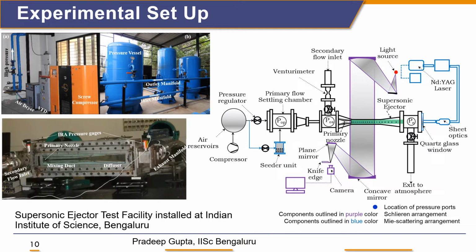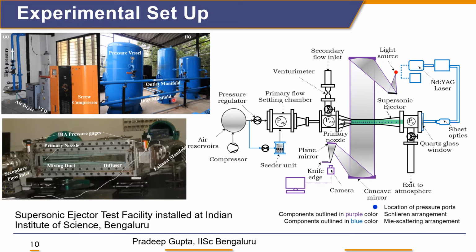So this is the experimental setup at the Laboratory for Hypersonic and Shockwave Research at the Department of Aerospace Engineering at the Indian Institute of Science, Bangalore. We have the tanks here to store the high pressure air. We have the compressor which produces high pressure air, and we have the dry cooler to make sure that the air in the pressure vessel will be very dry, so that there should not be any contamination.